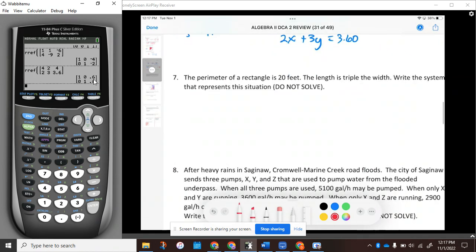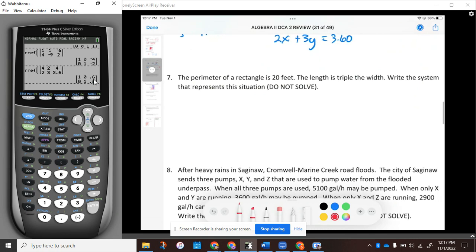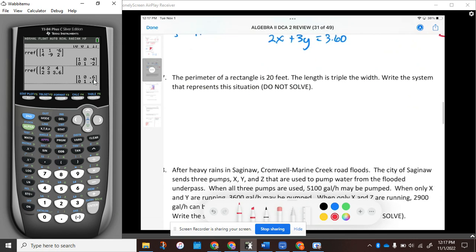Problem number 7, we did something like this on our homework, right? It says the perimeter is 20 feet. The length is triple the width. Okay, do we know what the length and width are? In this situation right here, do we know what the length and width are right now? Just from what's given? Absolutely not.